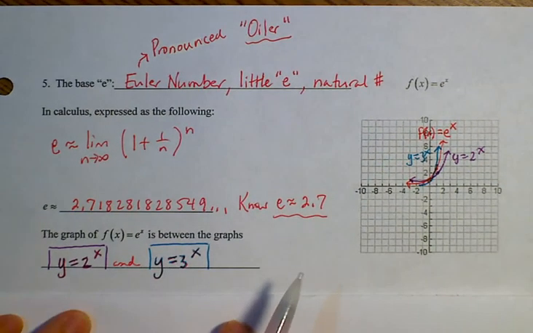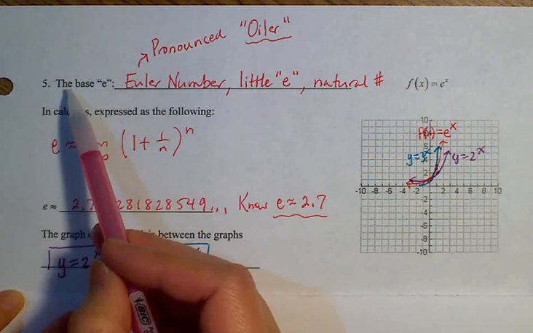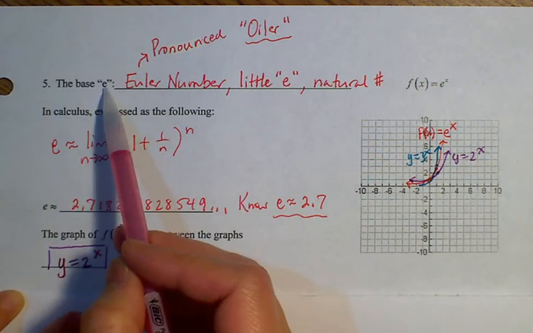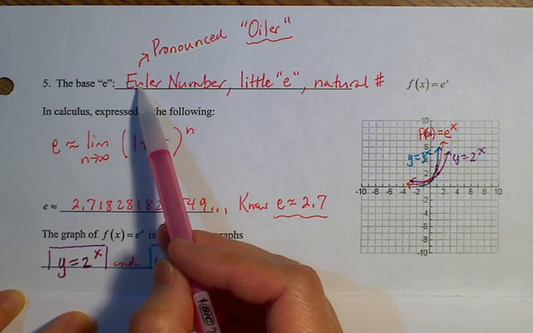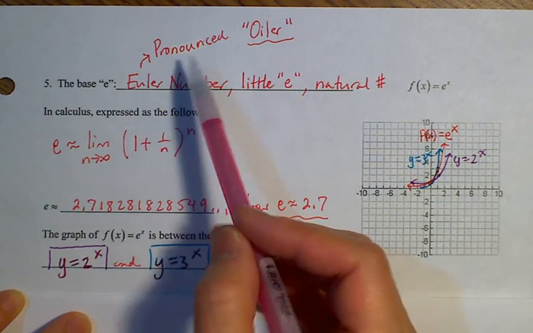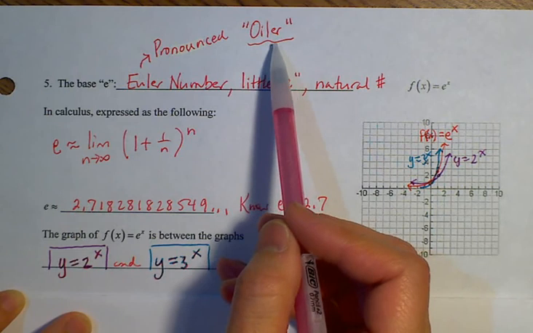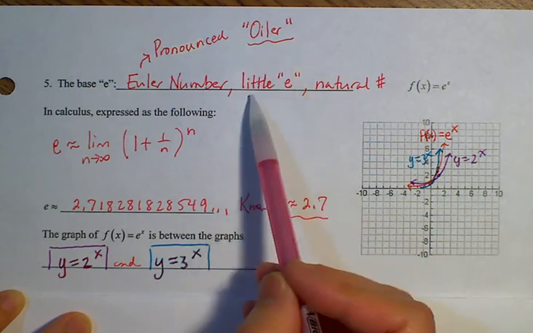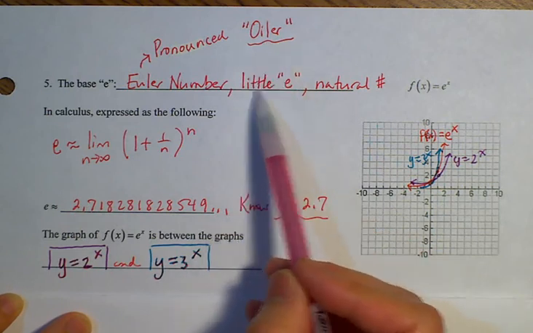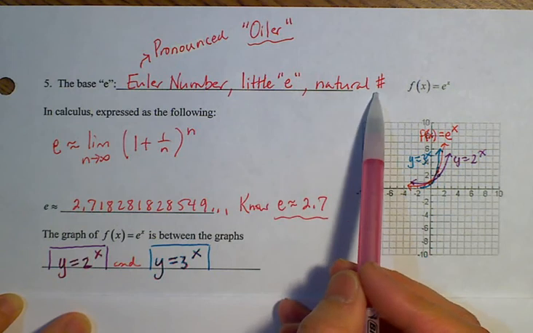Okay, so there is a very important base that's going to be coming up, and the base is e. This is called the Euler number, pronounced like "Oiler," not "Yuler." It's also referred to as little e or the natural number.